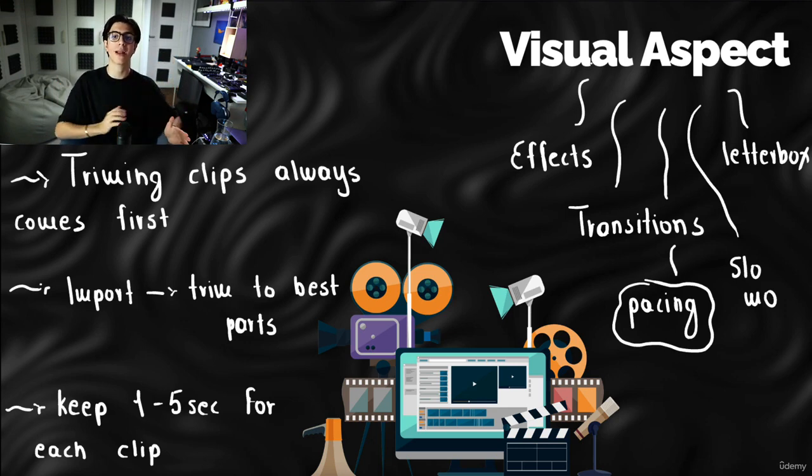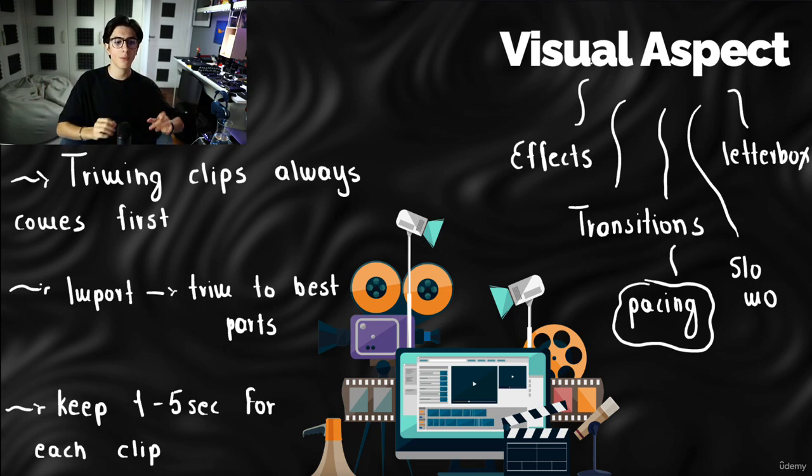So the first thing, before we apply transitions, before we apply effects, slow motion, or letterbox, we need to trim our clips and import them. So first we import the clips to our timeline, and then we just trim them to their best parts. There is no talking on B-roll usually, so we don't have to take care about audio. We just trim to have the best parts of each video.